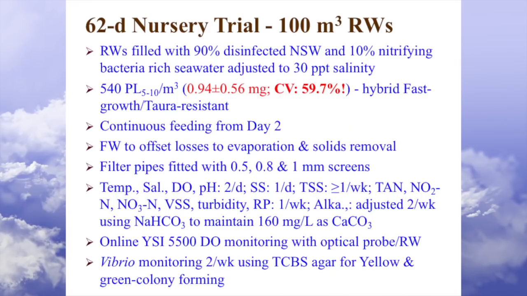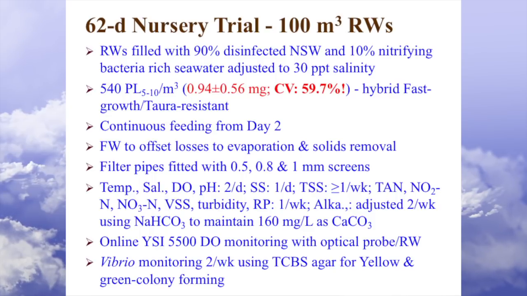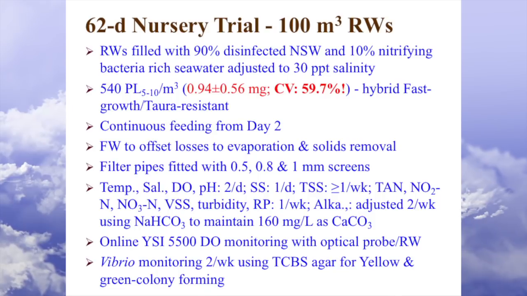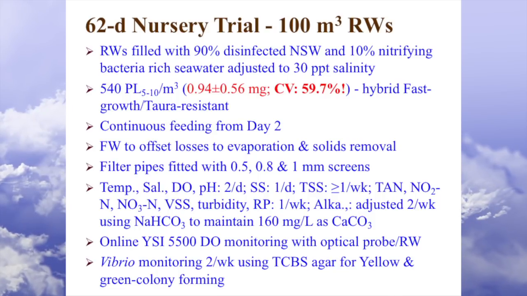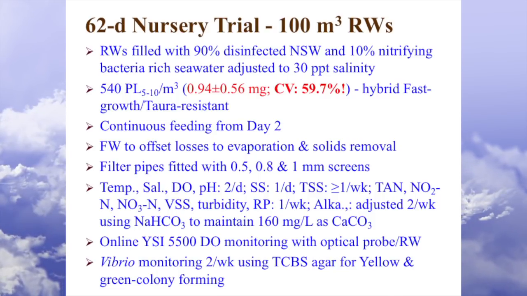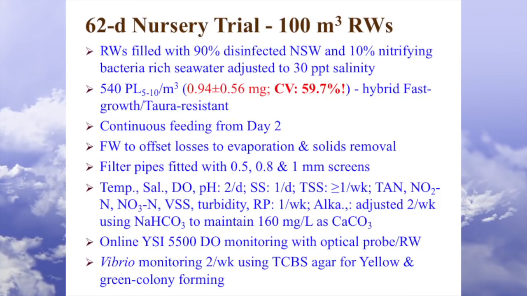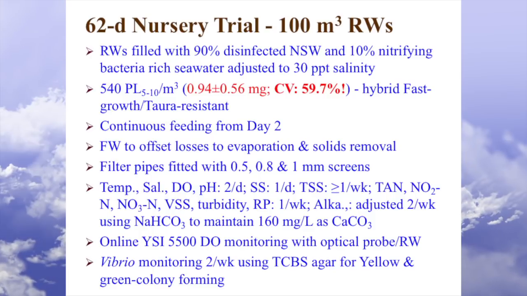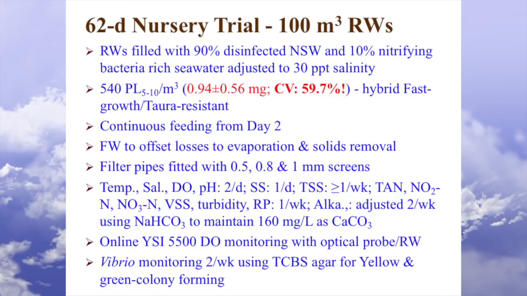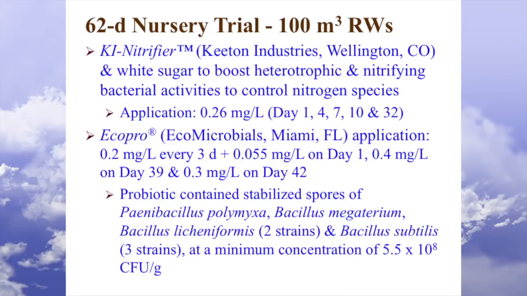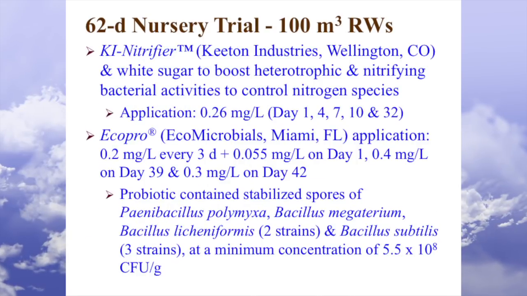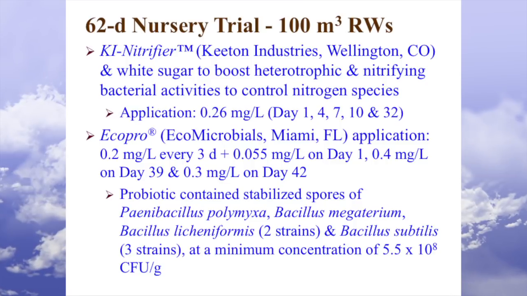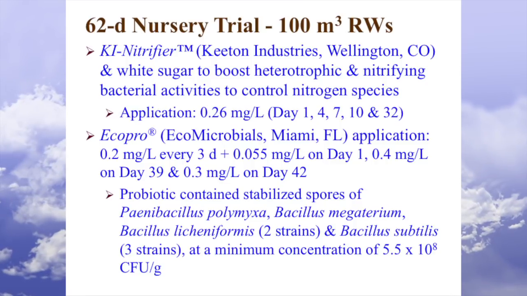Here we used animals below 1 milligram in size, with very high size variability, about 60%, continuous feeding, and different parameters that we monitored. We stocked the raceway at 540 post-larvae per cubic meter. We like to work with density per cubic meter and not per square meter, as the shrimp spend their time in the water column. We use nitrifier and probiotic, and I won't go through all of the listing.